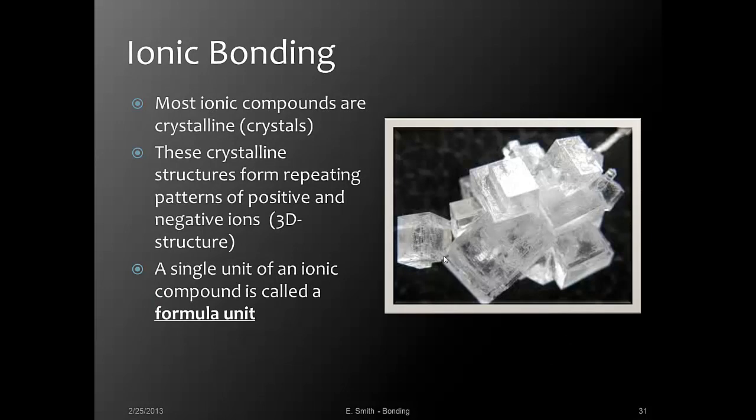So ionic bonds are very unique and actually have specific types of structures that you'll find them in. Most of them are found as crystallines, meaning crystals, in nature, and they form repeating patterns of positive and negative ions. And they have a specific name. For example, when we have two nonmetals bound to each other, we call it a molecule. For an ionic compound, we call it a formula unit.